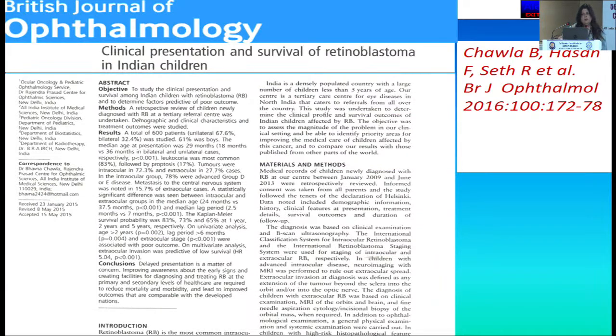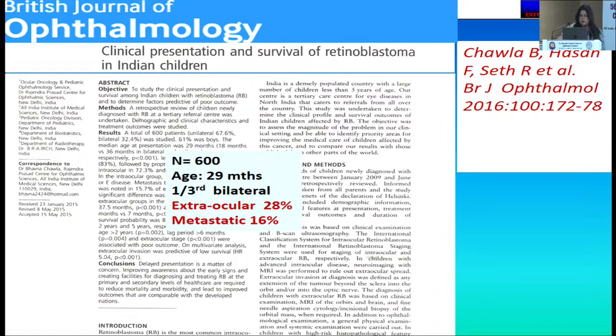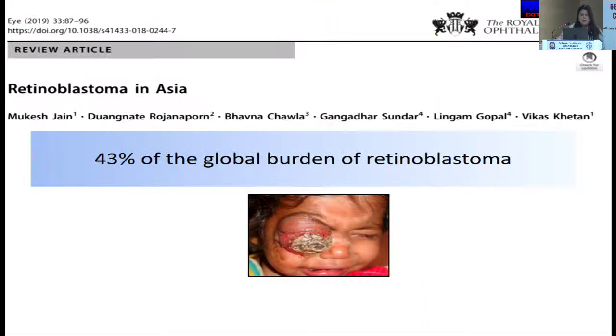Now, the first lesson that we learned was through this publication that we had in the British Journal of Ophthalmology a few years ago on the clinical presentation and survival of RB in Indian children. What this basically showed us is that extraocular retinoblastoma is something that we have to take very seriously because it is quite common in our part of the world. In this series of 600 patients, we found that at presentation itself, more than 1/4 of patients had extraocular masses. Not only in India, but in entire Asia, 43% of the global burden of retinoblastoma lies in Asia alone. So obviously, it is very important.